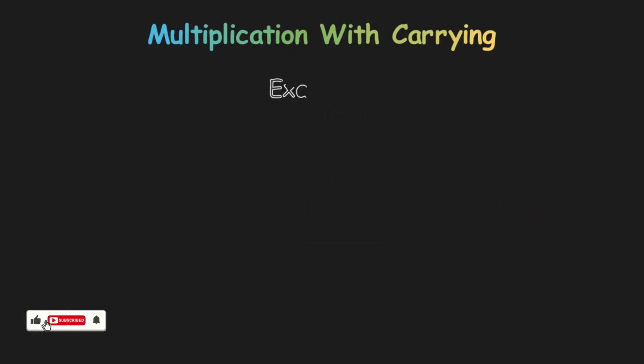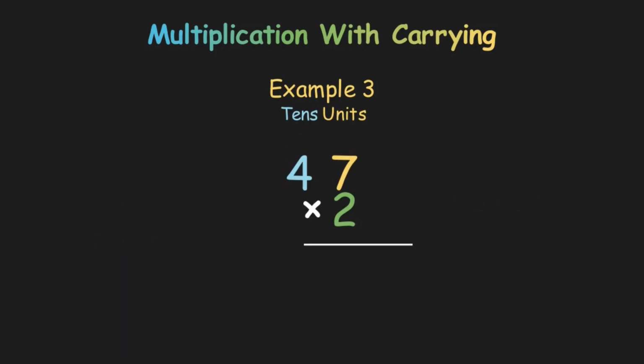Now let's look at example 3. For 7 multiplied by 2. First, we arrange the numbers correctly according to their place values. Tens under tens and units under units. We start from the units column.